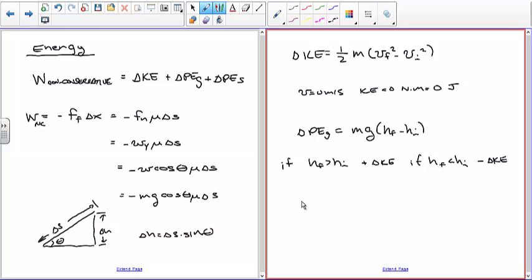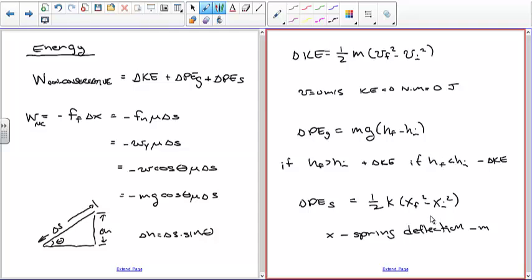And then finally you have the change in spring potential energy, and that's equal to 1/2 k times x final squared minus x initial squared. Now this x is the spring deflection, and that has units of meters. The k is the spring constant, and the spring constant has units of newtons per meter.